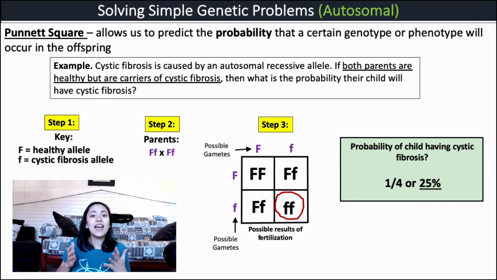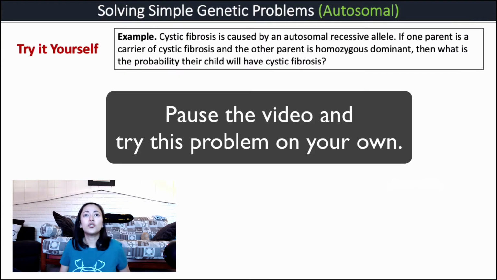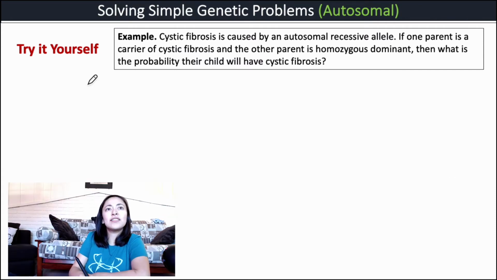Hopefully that makes sense. Next, you're going to try to do a very similar problem on your own, and then I'll work through it with you. So try this problem yourself, pause the video, and then I'm going to work through it with you to see if you were able to solve it. All right, now let's try it together.